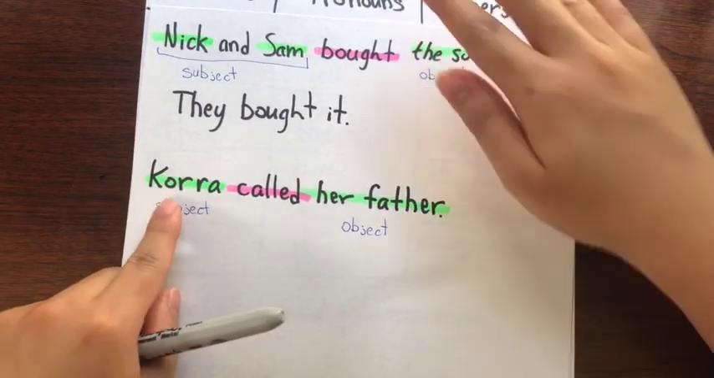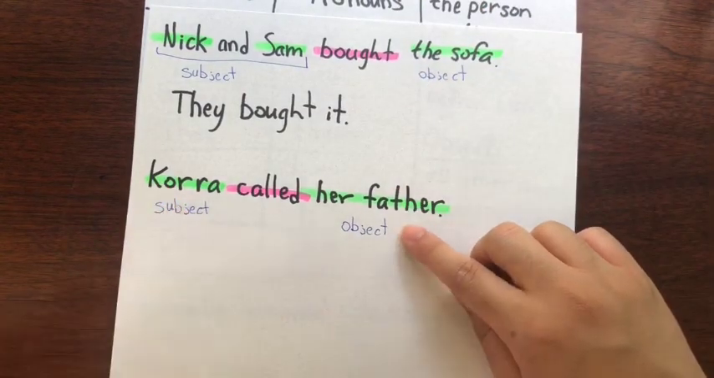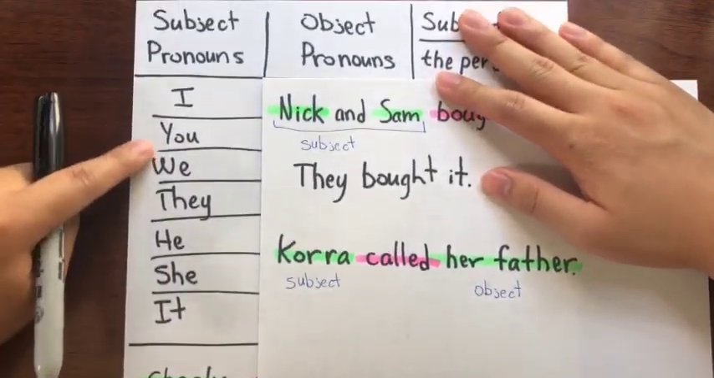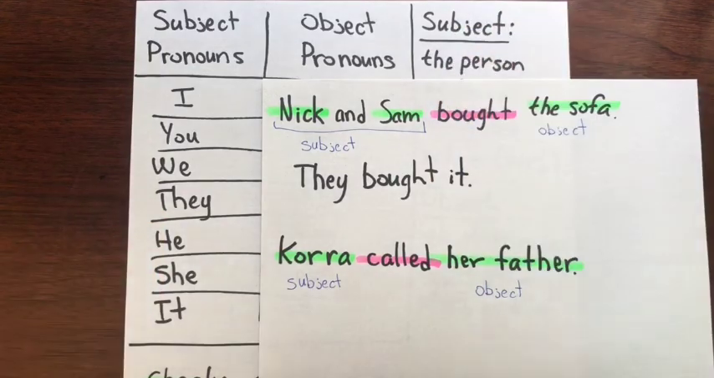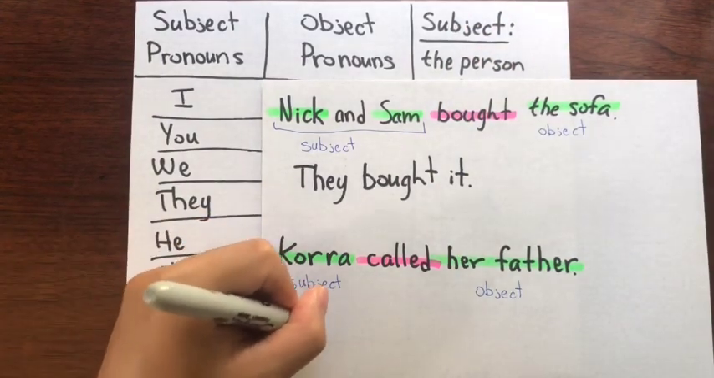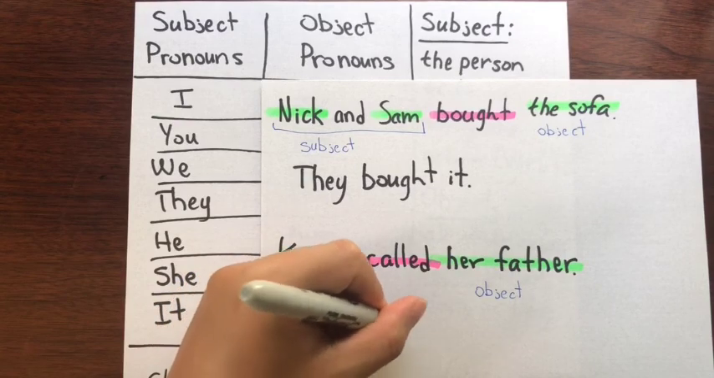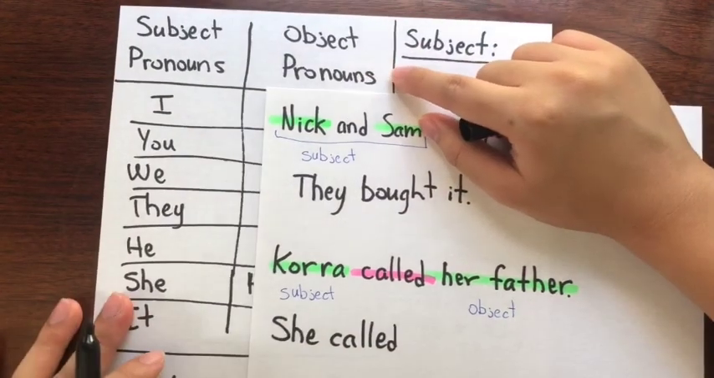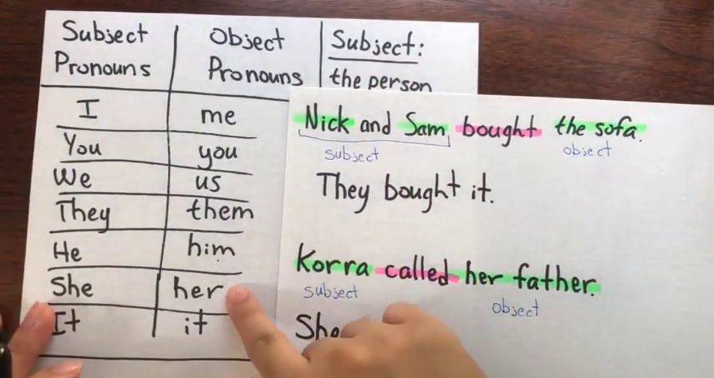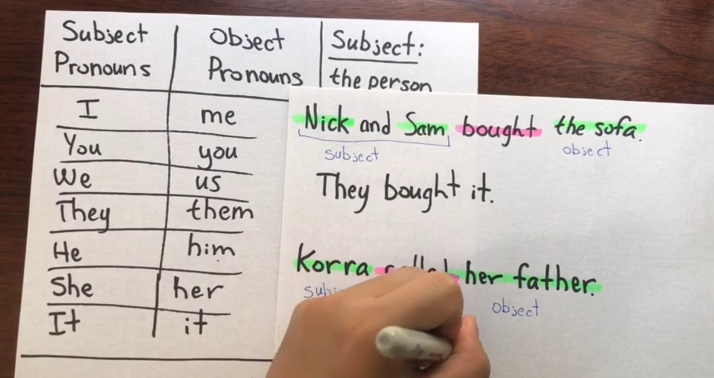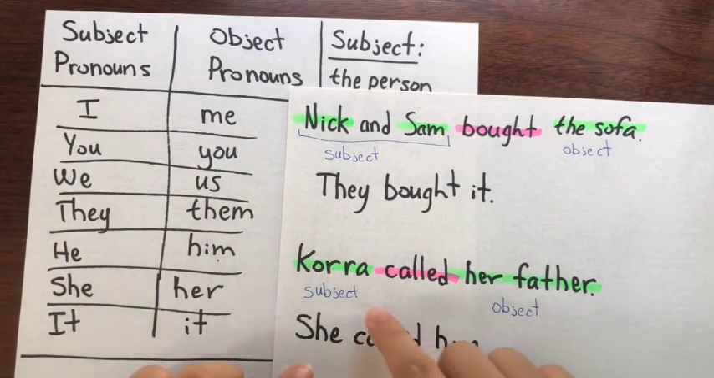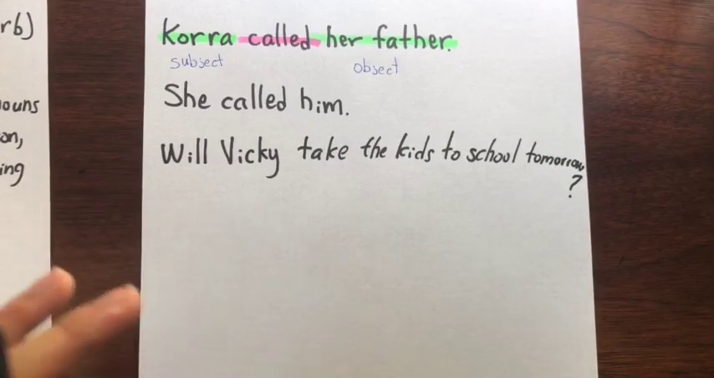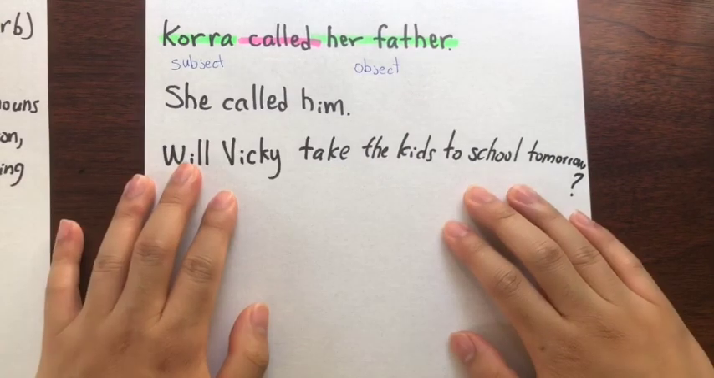Okay, so let's replace Cora and her father with pronouns. Cora is the subject. So we use the subject pronouns. We use she. She called her father. Her father is the object. So we use the object pronouns. Her father, him. Cora called her father. Cora called him.